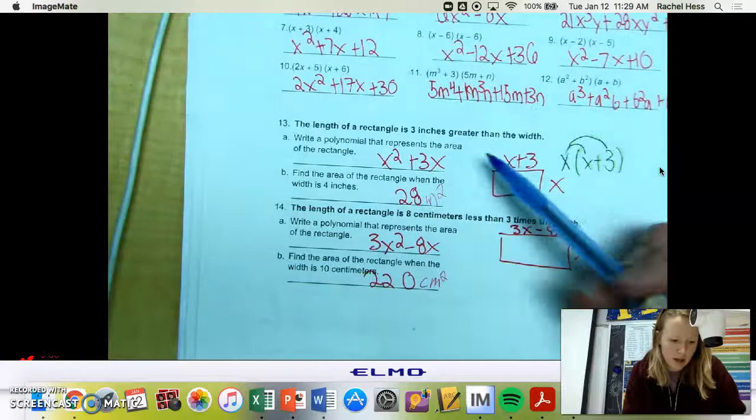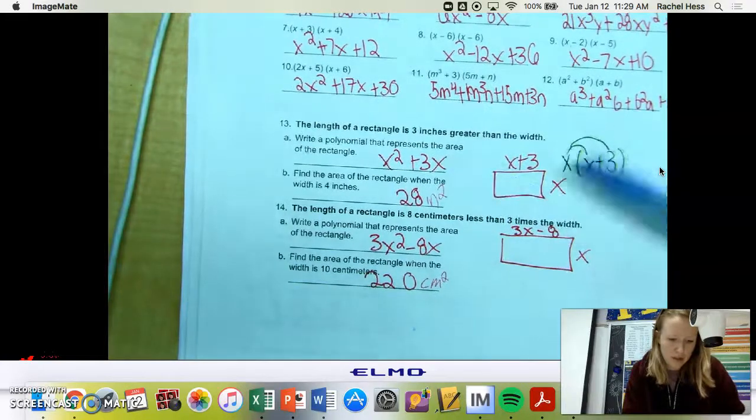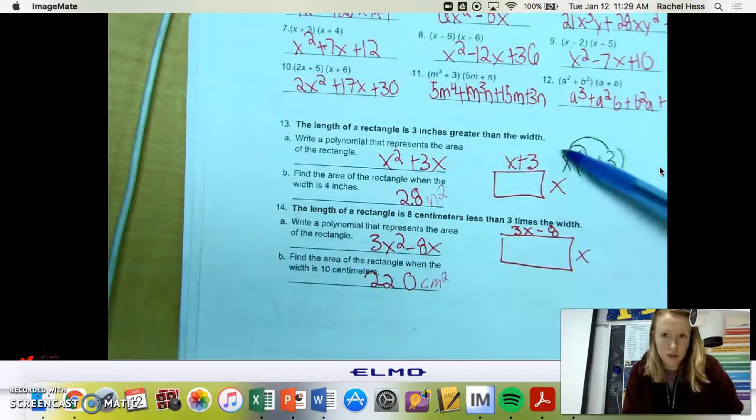So once again, write a polynomial that represents the area of the rectangle. If you have both of the dimensions, all you have to do is multiply length times width and distribute.